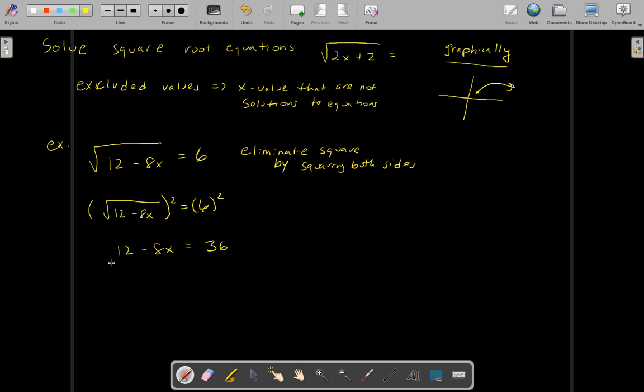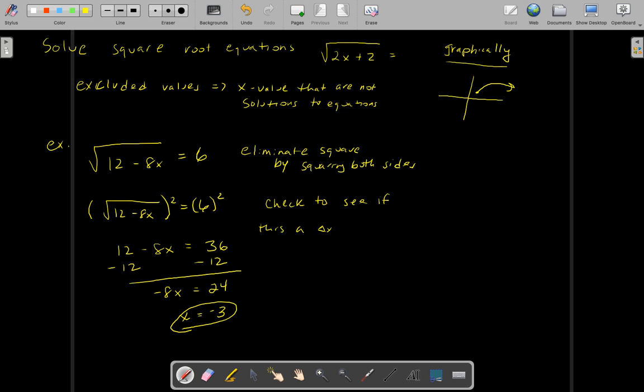And then we just solve it with this two-step problem at this point. So minus 12 from both sides. Okay, so negative 8x equals 24. And then we know that x is negative 3. Okay, that's the answer.